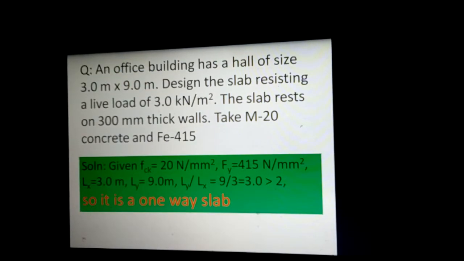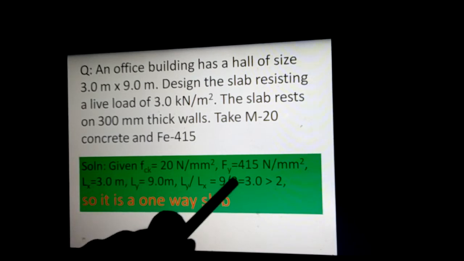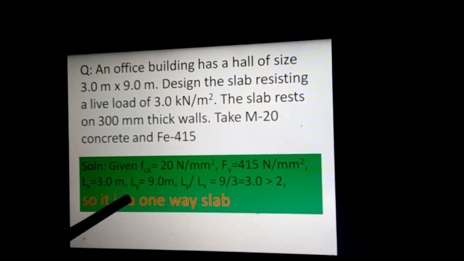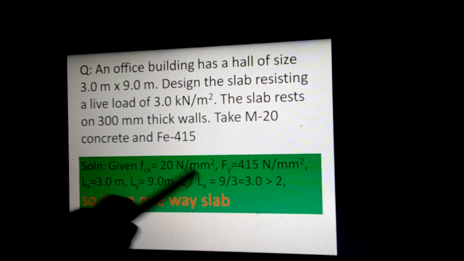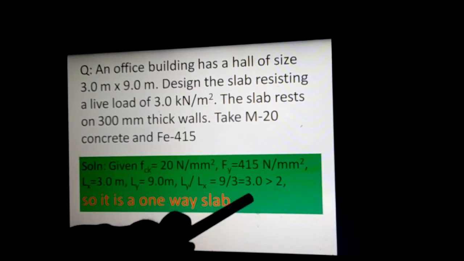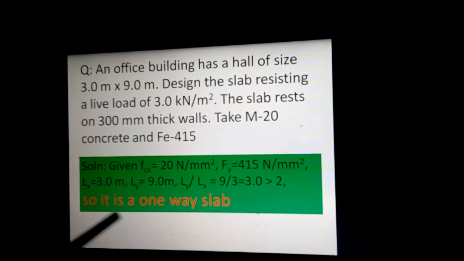Now we'll take up a design problem. If you read, an office building has a hall of size 3 meter by 9 meter. Design the slab resisting a live load of 3 kN per square meter. The slab rests on 300 mm thick walls. Take M20 concrete and Fe415 steel grade. So in this problem there are some given parameters. You can see fck 20, fy 415, Lx 3 meter, Ly 9 meter, and then the span ratio Ly by Lx is 9 by 3, that is 3.0, and this is more than 2, so it is a one-way slab.